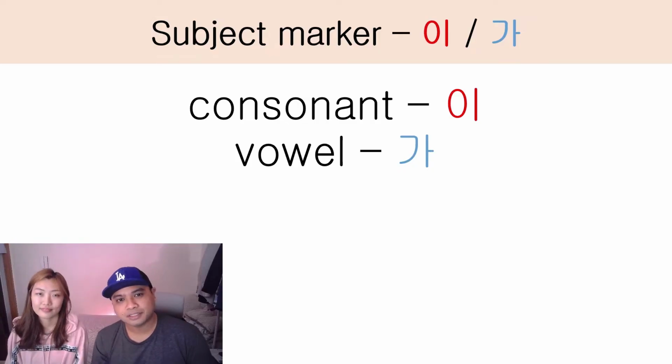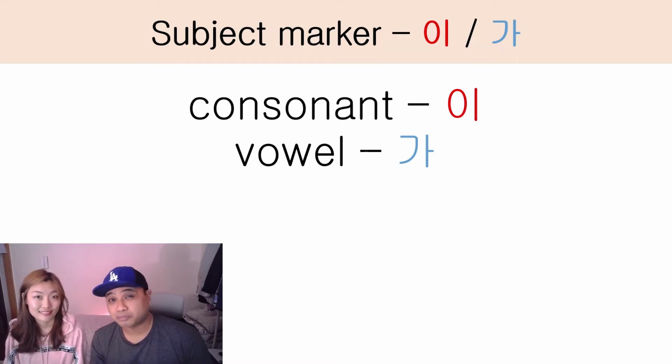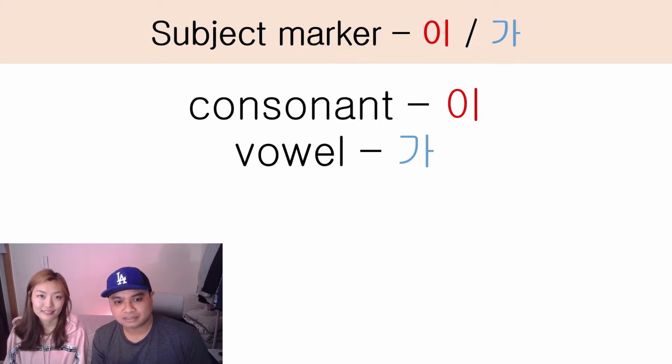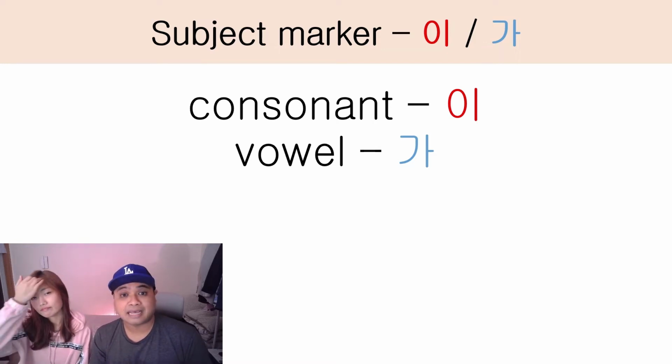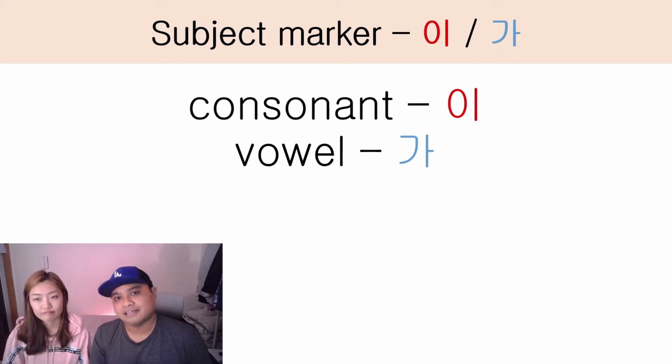And let's get started. In this lesson today, we are going to learn about the subject marker, 이응가. In the beginning, 이응가 is not really important because when your sentences are so simple, you don't really need it. Many people will just drop it. But still, we need to learn how to use 이응가. Because later on, when your sentences become more complex, you need a subject marker so you know what you're talking about, who you're talking about.